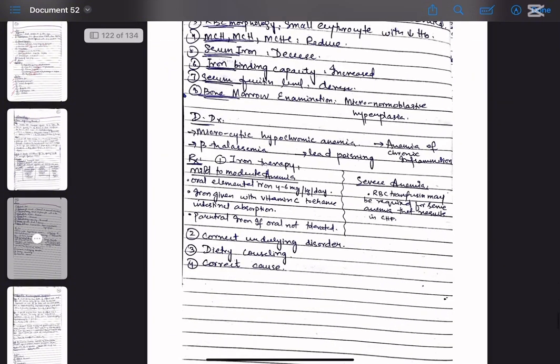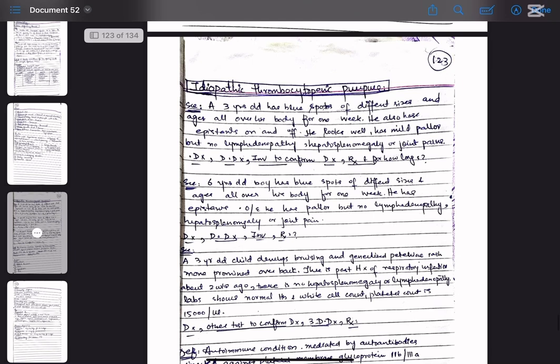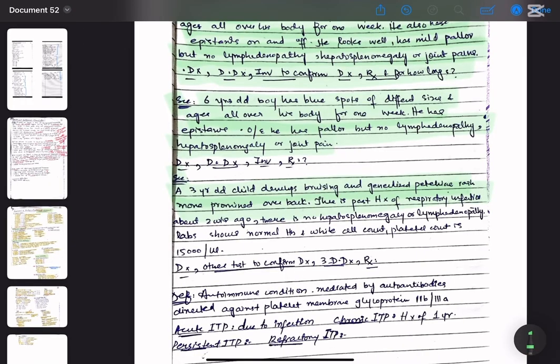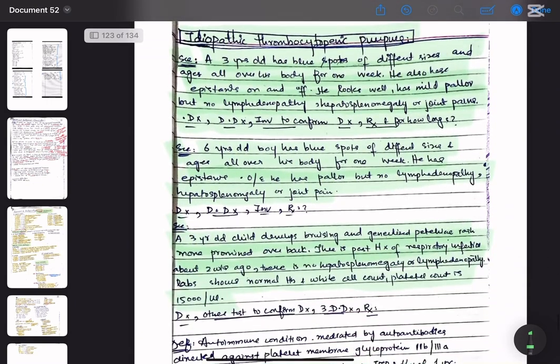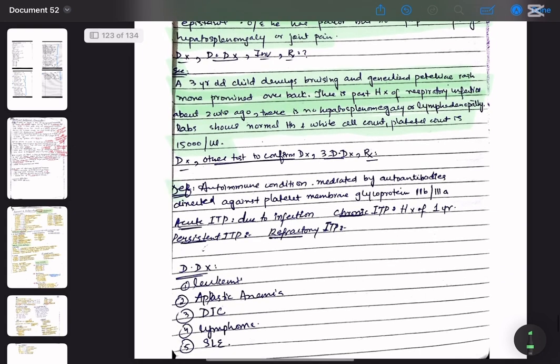Now let's discuss idiopathic thrombocytopenic purpura. The scenario is 2 weeks ago, there is no hepatosplenomegaly or lymphadenopathy, and labs show normal HB and white cell count, and platelet count is 15,000. The definition of idiopathic thrombocytopenic purpura is an autoimmune condition mediated by autoantibodies directed against platelet membrane glycoprotein 2B or 3A. Acute ITP is due to infection, and chronic ITP has a history of 1 year. There are also persistent ITP and refractory ITP. These are the types of ITP.